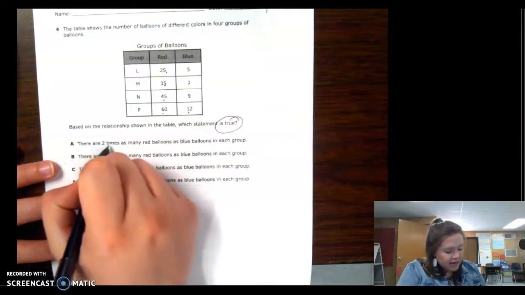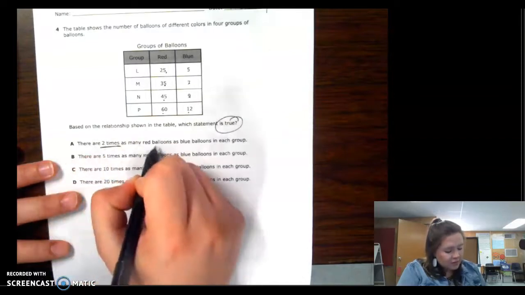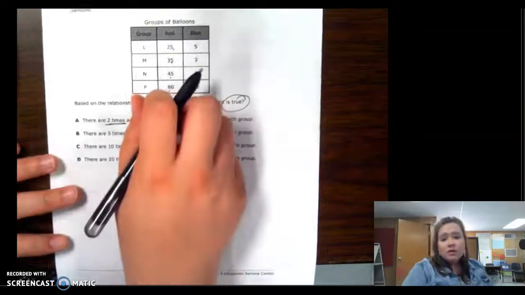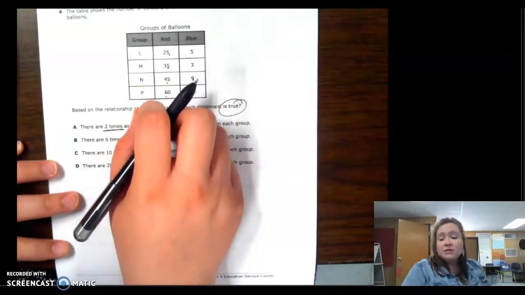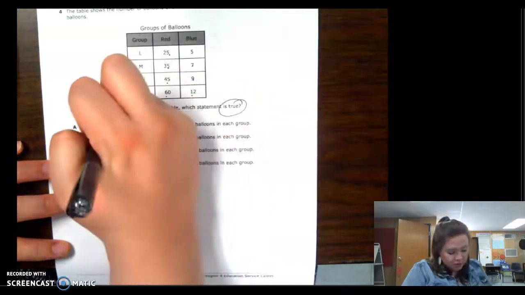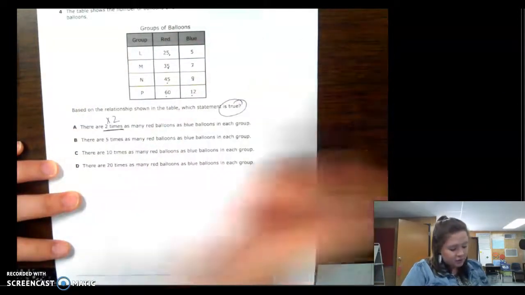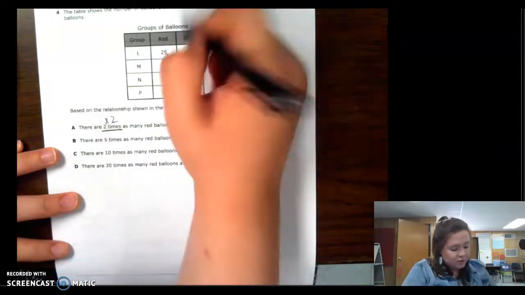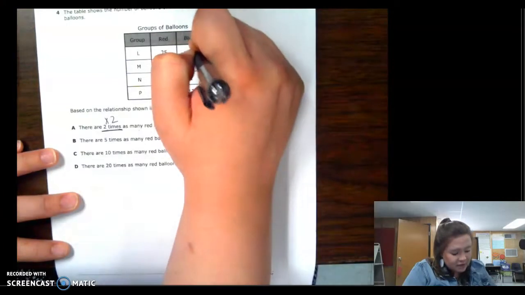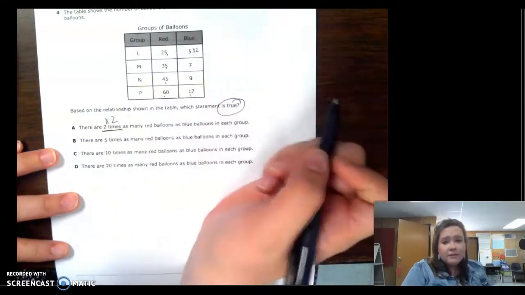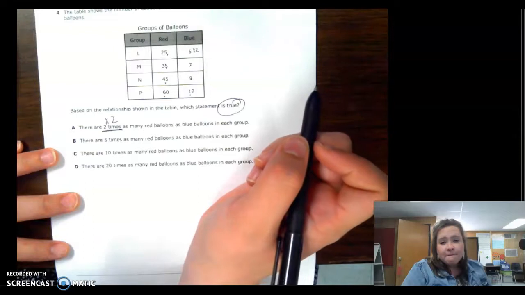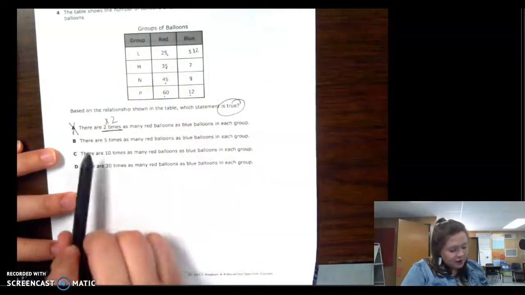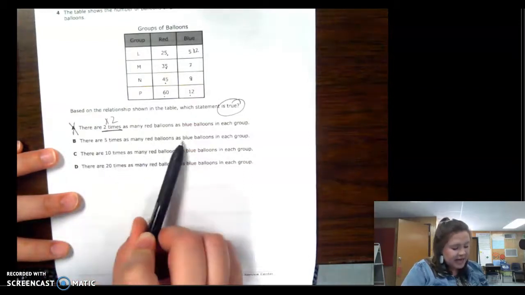Based on the relationship shown in the table, which statement is true? There are 2 times as many red balloons as blue balloons in each group. 2 times. When you hear 2 times or 5 times or 10 times, that is a multiplication. So you would multiply by 2. There are 2 times as many red balloons as blue balloons. So that means that 5 times 2 equals 25. Is that true? No, that is not true. There are 5 times as many red balloons as blue balloons.